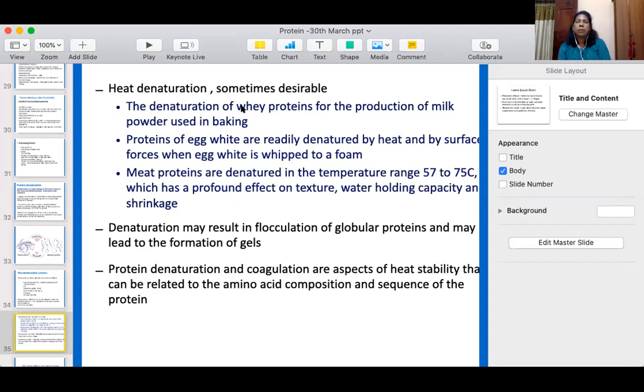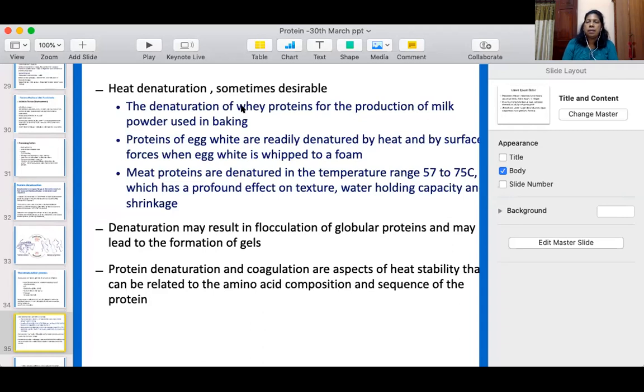Now think about the meat proteins, the sausage or the chicken or beef or the pork or lamb or whatever the protein. What will happen if you increase the temperature? It's a total effect on its texture, right? And water holding capacity, you can see that this dryness will be increased once you introduce the heat, and also the shrinkage can happen because the fibrous nature of the protein is shrinking due to the heat, denatured.